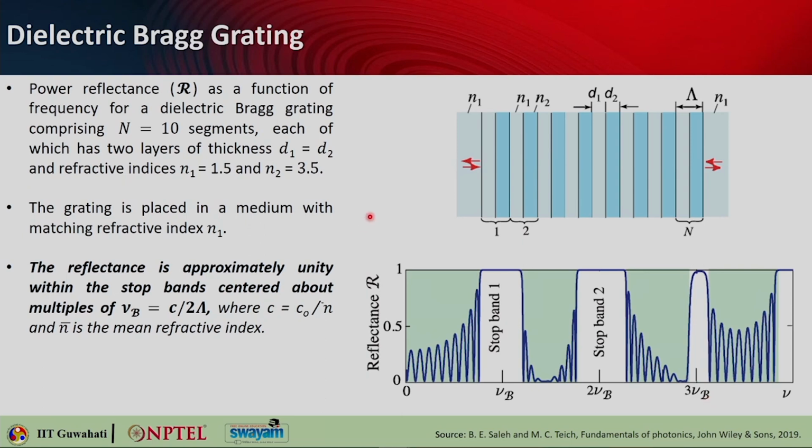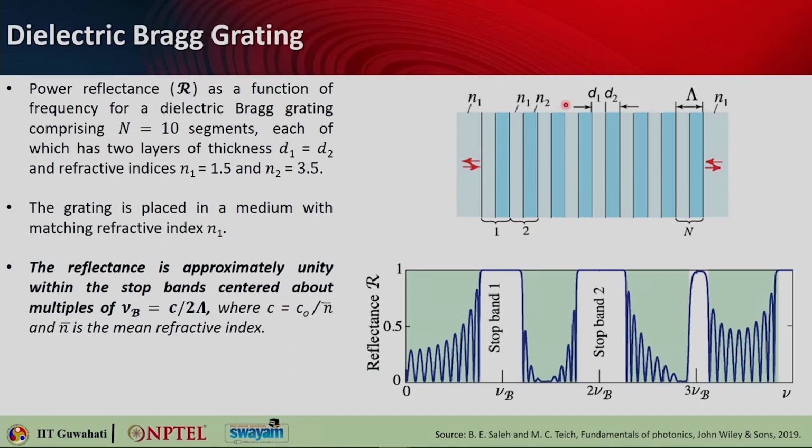Now if you take a specific example of creating a Bragg grating by alternating two different dielectric materials, N1 and N2. Here N1 is 1.5, N2 is 3.5, and D1 and D2 are taken to be equal, and you have 10 such segments. So low, high, low, high. This kind of low-high segment you have repeated 10 times, and you have placed this entire grating. This is called a dielectric Bragg grating.